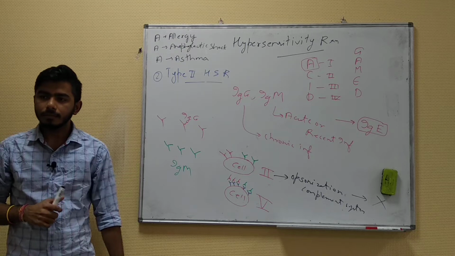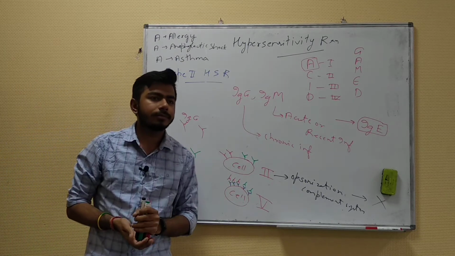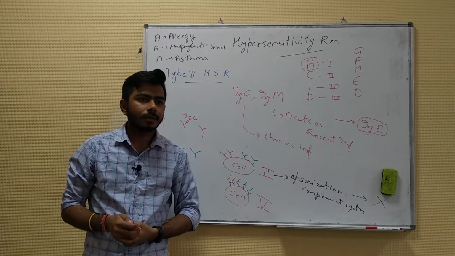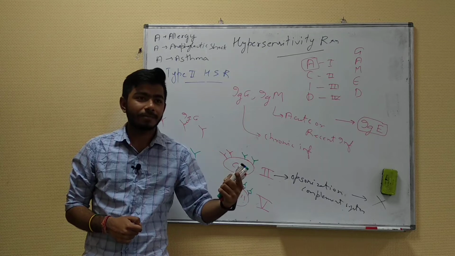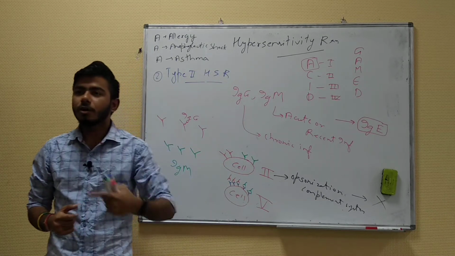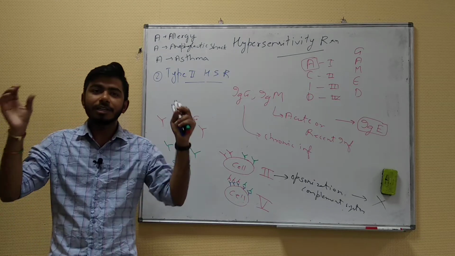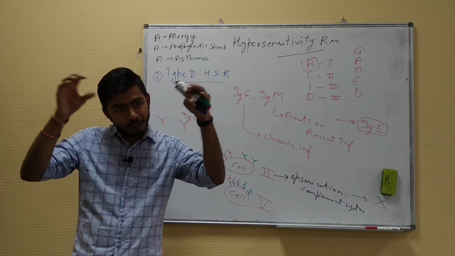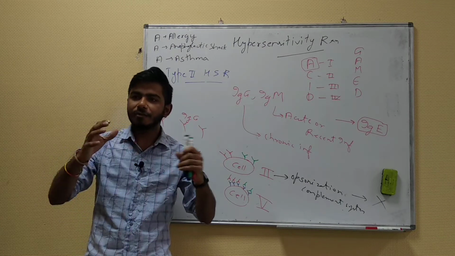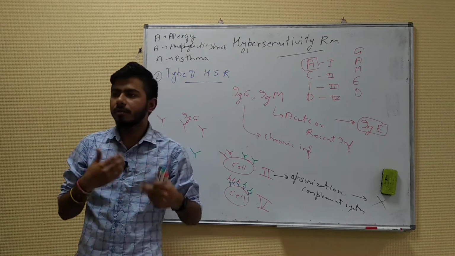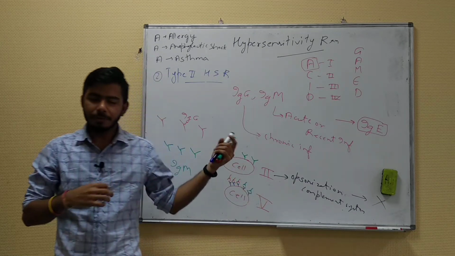Okay, clear this one? These antibodies can attach to any cell in the body. Yeah, any cell in the body. That's why, have you heard about myasthenia gravis? Myasthenia gravis is an autoimmune disease in which autoantibodies bind to its own cell surface and destroy it. So some kind of machinery got disturbed inside your body, and due to that you have to suffer.